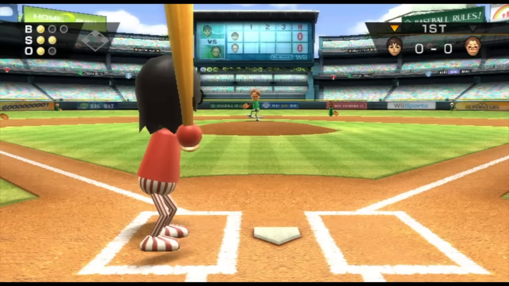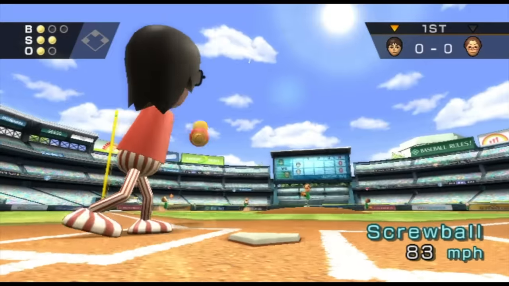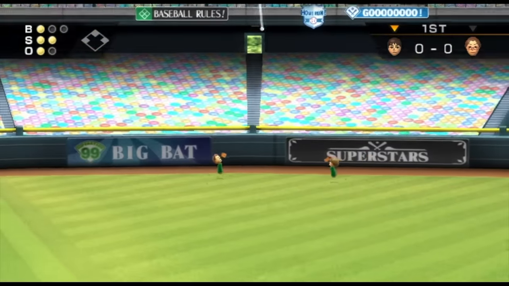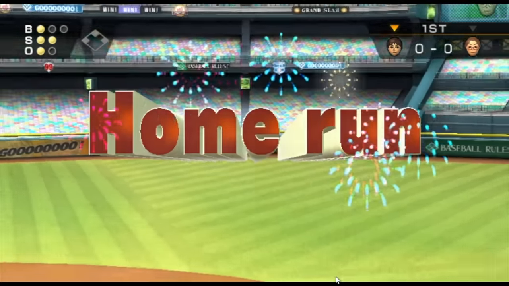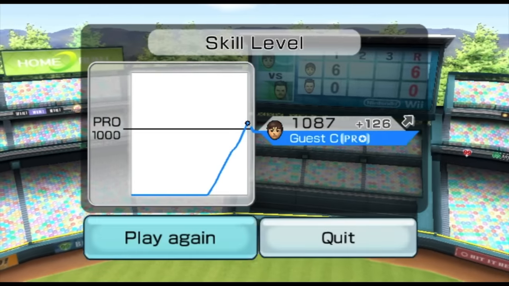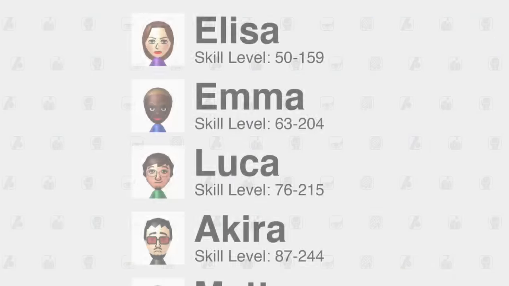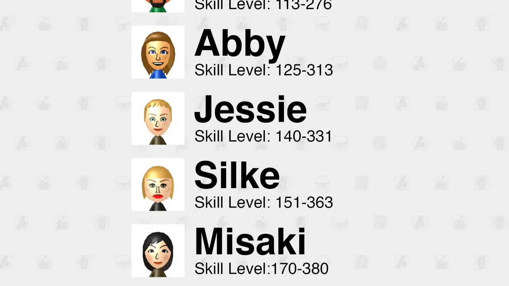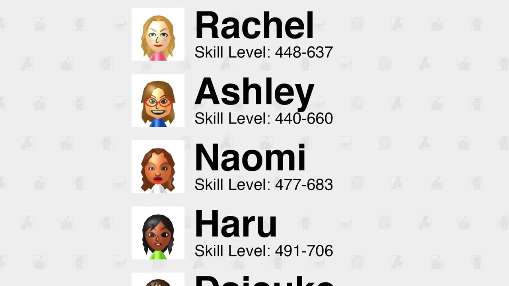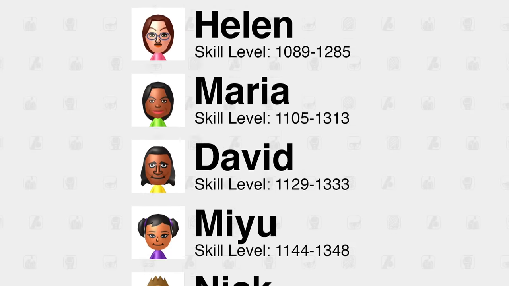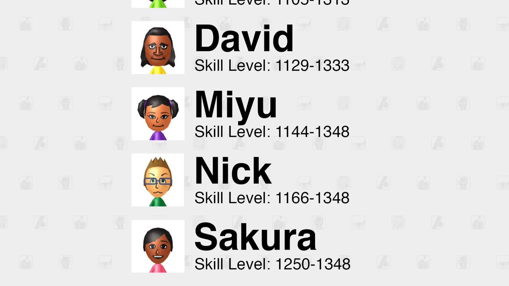I want to train the AI to be able to beat the Wii Sports CPU in an actual game, but I don't want it to just be able to beat the easiest characters in the game. I want the AI to reach the pro skill level, and ultimately beat the champion of baseball. If you don't already know, each CPU character in Wii Sports has a skill level, and as you increase your own skill level, the difficulty of the CPU increases as well. The champion of baseball is Sakura, who has the highest skill level of all the CPU characters.